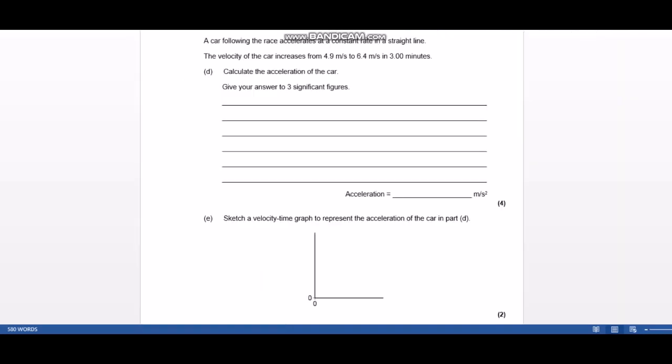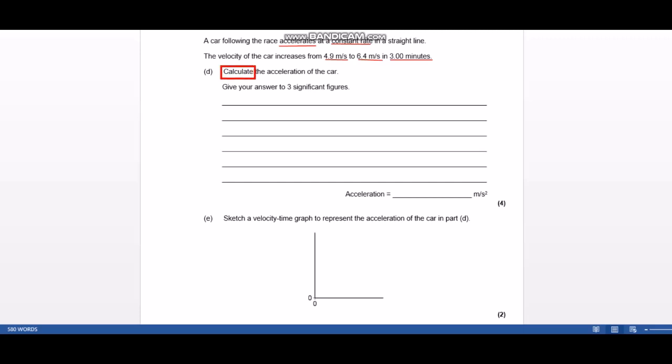A car following the race accelerates at a constant rate in a straight line. Accelerates and concentrate on the line. The velocity of the car increases from 4.9 meters per second to 6.4 meters per second in 3 minutes. Calculate the acceleration of the car.